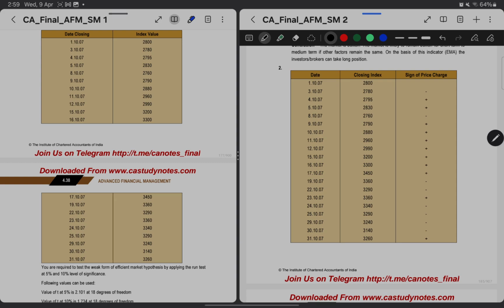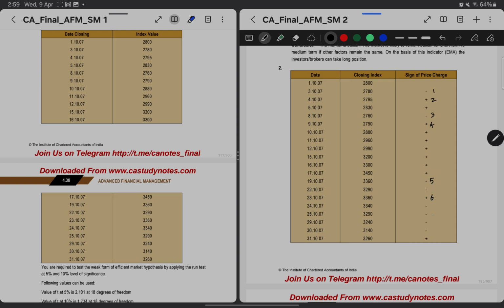So how will we do that? For the price change, we need to see how many positive price changes and how many negative price changes there are, and then how many changes in price. The first change happened here, which is negative. Then the second change here from negative to positive. Then the third change here from positive to negative. Then the fourth change from negative to positive. Then the fifth change from positive to negative.